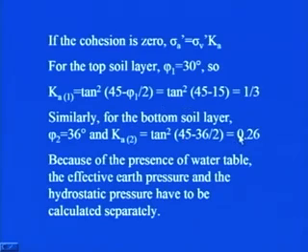Similarly, for the bottom layer, if it had been the same soil layer, then your Ka2 would have become Ka1, but here it is with phi 2 equal to 36 degree. So, your Ka2 will become tan square of 45 minus 36 by 2, that is 18 degree, and this will work out to be 0.26. Then, because of the presence of the water table, the effective earth pressure and the hydrostatic pressure have to be calculated separately.